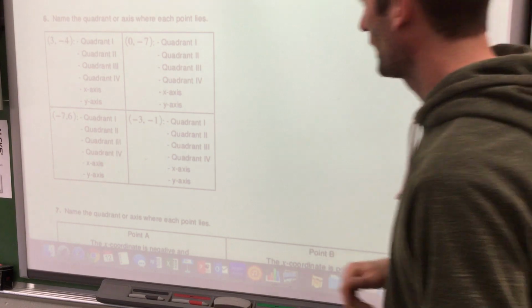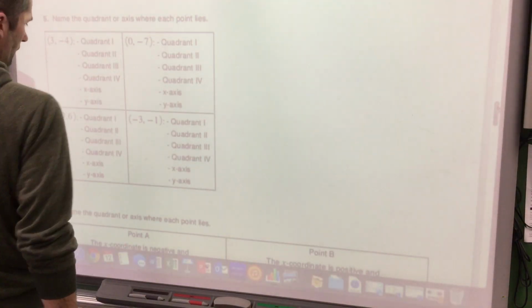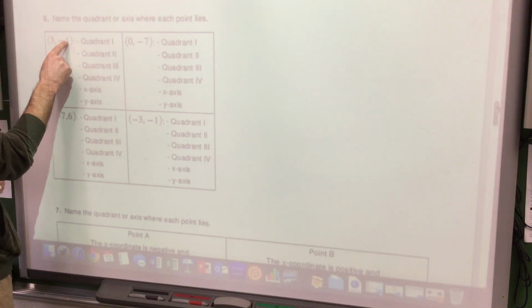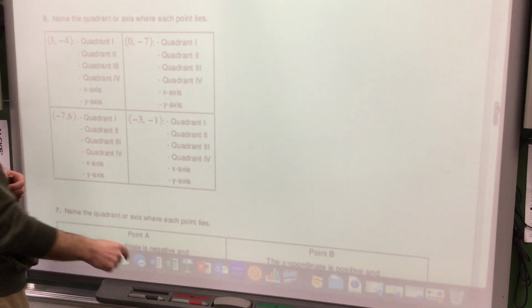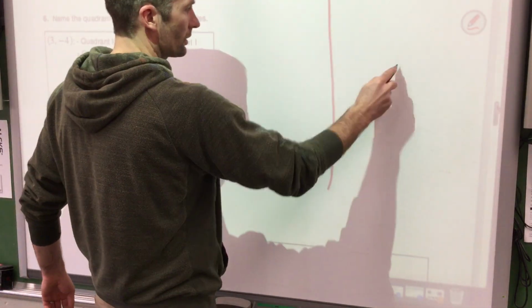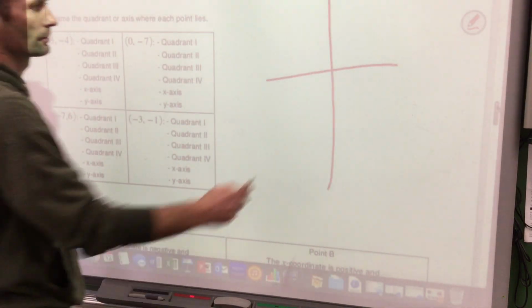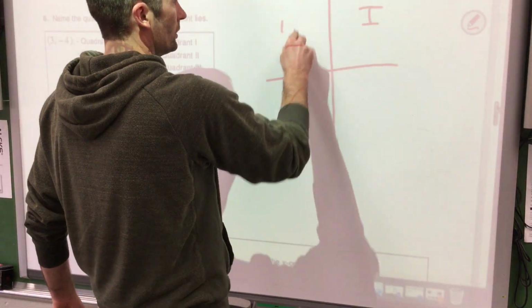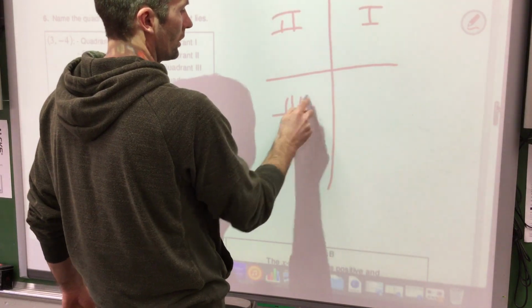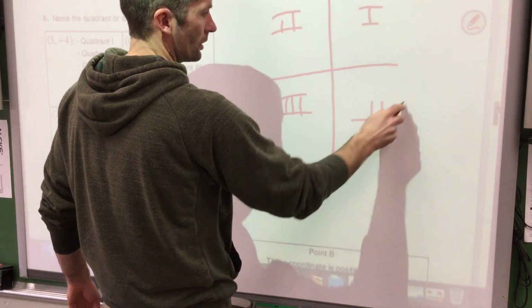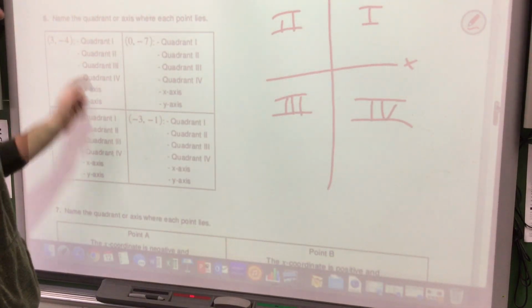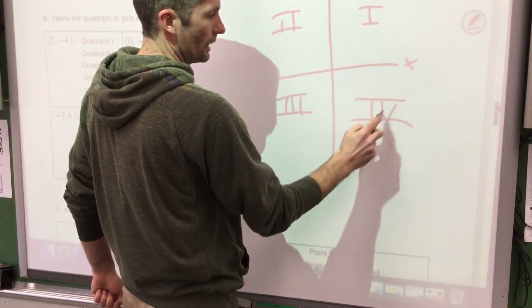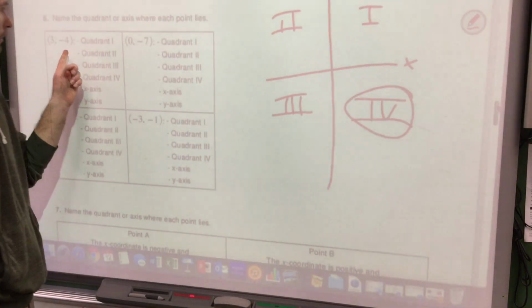Next problem, name the quadrant just by looking at this. Like we just talked about, we're going positive and then negative. This one we're not going over anywhere, and then negative. So I could draw this and I could just roughly eyeball it. Remember, 1, 2, 3, 4, this is my x, this is my y-axis. So 3, negative 4. I'm going this way, 3, down, negative 4, so that's quadrant 4.